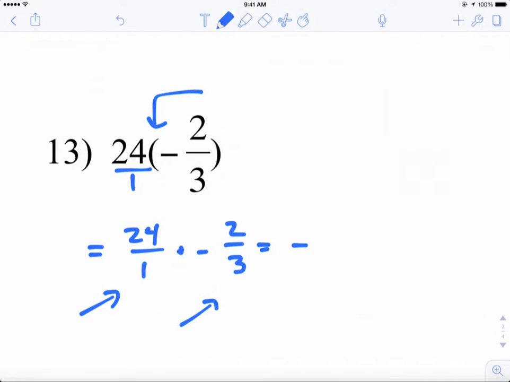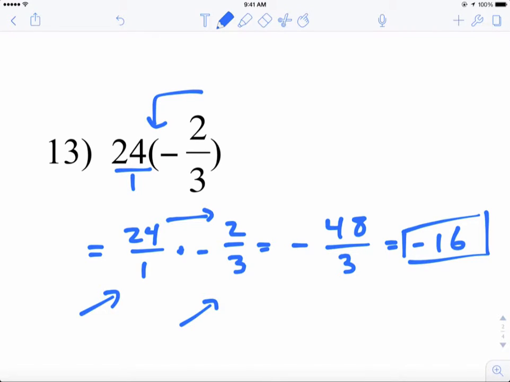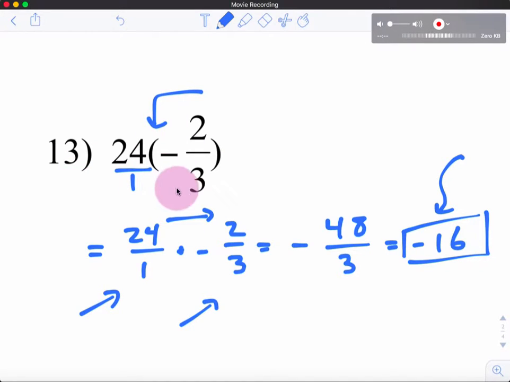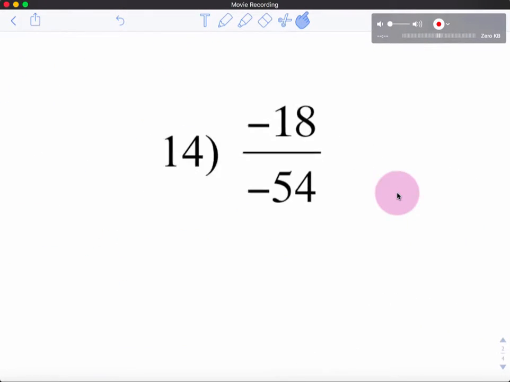And I do know that our product will be, let's see, 24 times 2 is 48. 1 times 3 is 3. And I know that that is going to simplify to just negative 16. Awesome. Really easy to lose track of our negatives when we're dealing with these awkward fractions because we spend all of our concentration on the fraction part. Don't forget those negatives. All right, making moves.